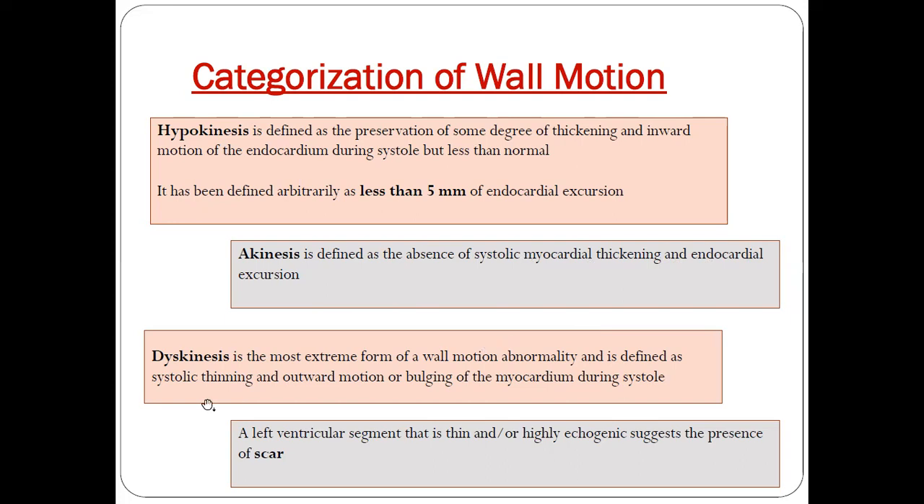Dyskinesia is the most extreme form of wall motion abnormality and is defined as systolic thinning. Generally during systole the muscle thickens, but in dyskinesia there is systolic thinning and outward motion, whereas normally there is inward motion of the myocardium. If there is outward motion, it is called dyskinesia. A left ventricular segment that is thin and highly echogenic suggests the presence of scar.